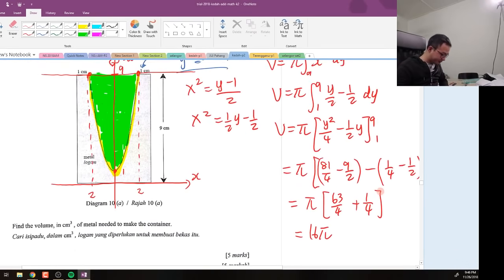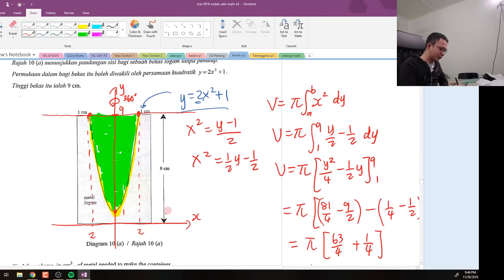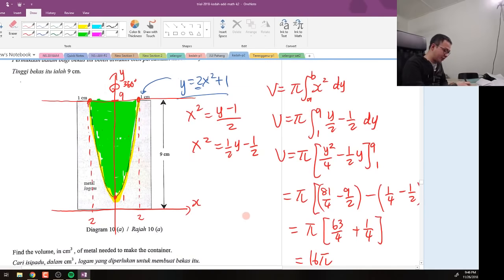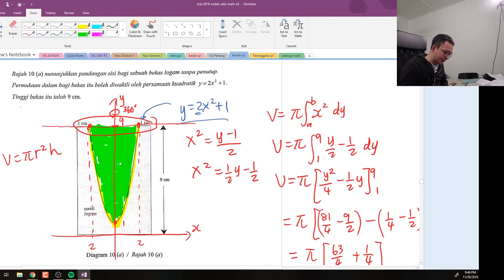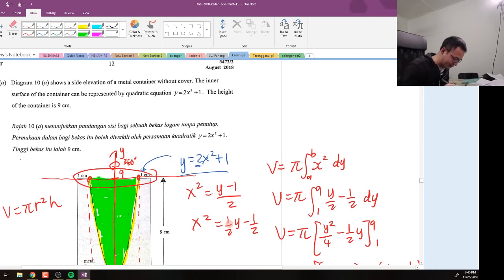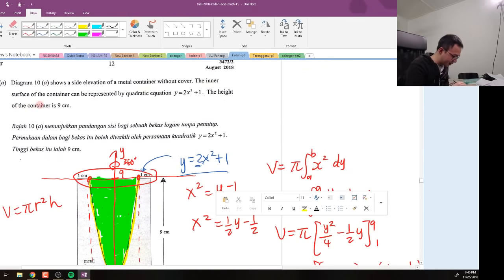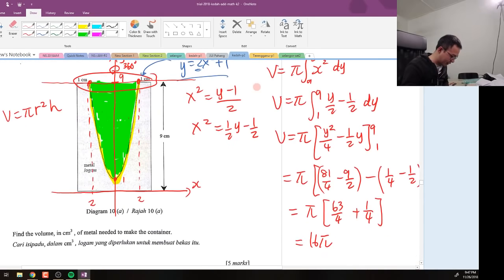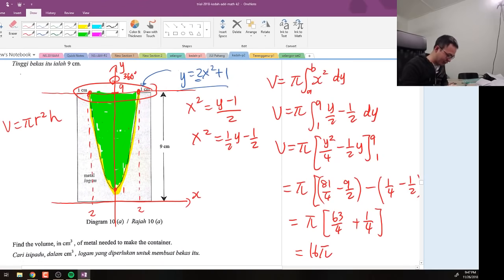So the green color is 16 pi. What you need to do now is use the whole volume, which is a cylinder, minus the 16 pi. The formula for a cylinder is volume equals pi r squared h. You should know this is a cylinder, even though it doesn't look like one. Is it a cylinder? Does the question say anything about that? The diagram shows the side elevation, the inner surface, the height of the container. I guess it's a cylinder. If not, I don't know how to do it.